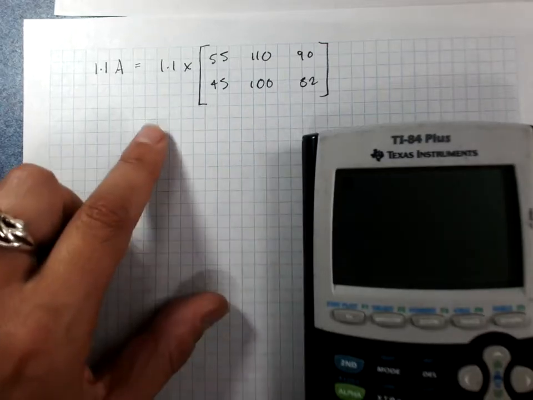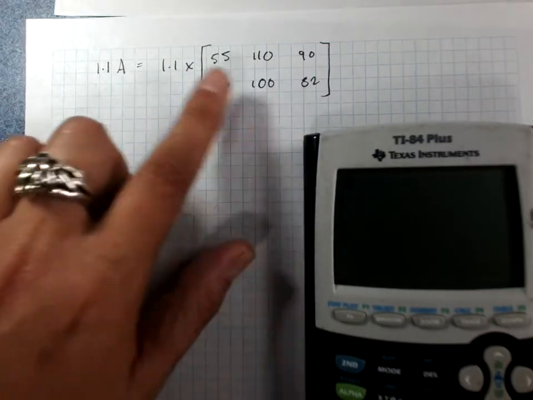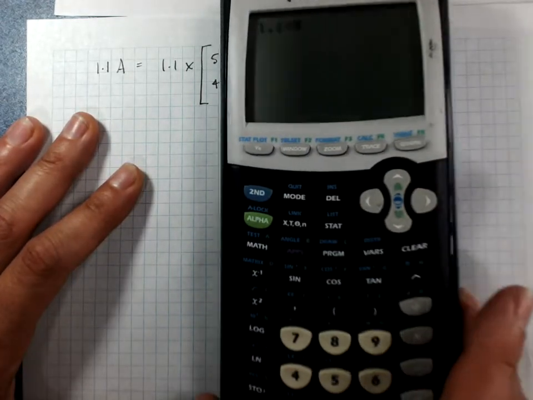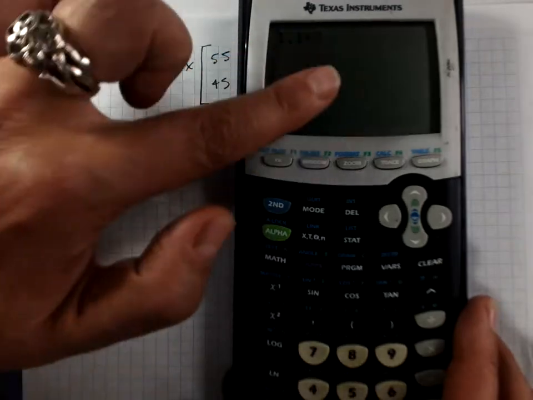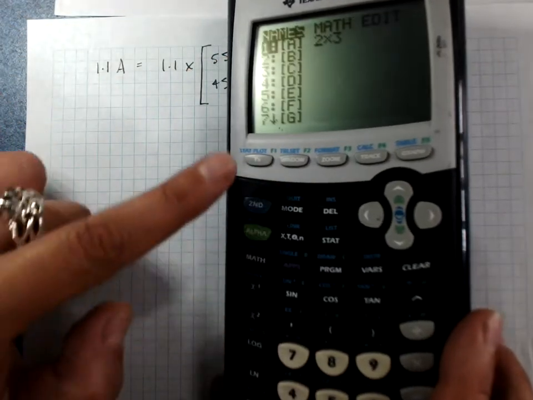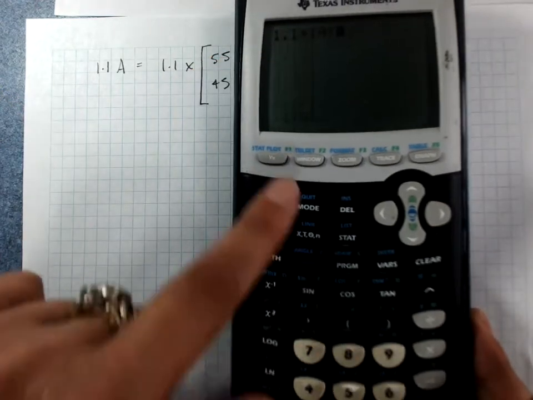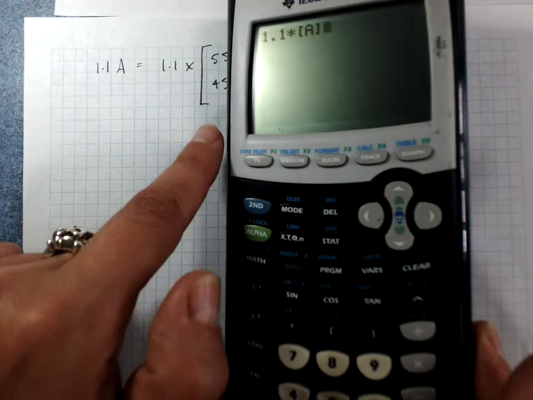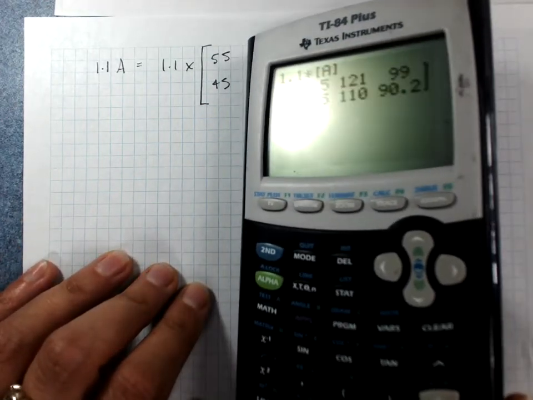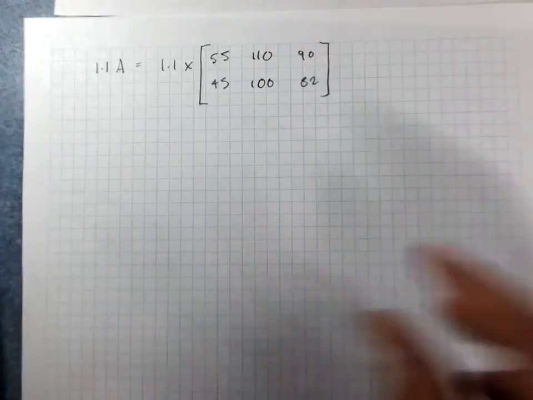And to do maths with matrices, I need to multiply by 1.1. I can do that before or after, but let's go 1.1 times, and then we get our matrix in. Second, matrix, and just select matrix A. We're in there already. You can just hit enter. 1.1 times matrix A, hit enter, and it will calculate it for us without me having to do all that maths over and over again.